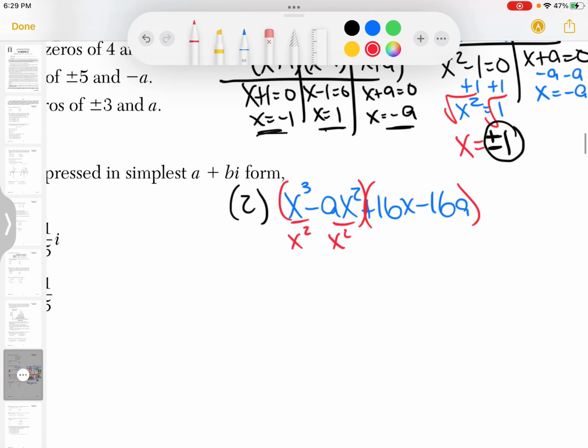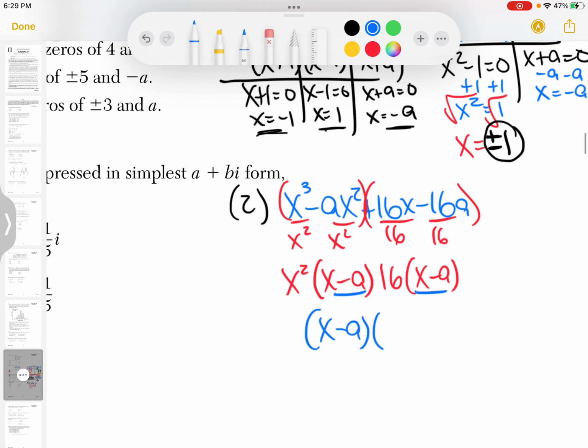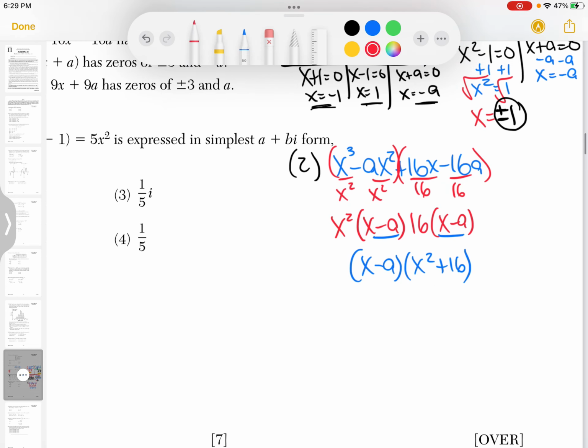This one has a GCF of x squared. This has a GCF of 16. So x squared will leave me with an x minus a. When I take out a 16, it'll also leave me with an x minus a. This is a good sign because they match, so I get x minus a and x squared plus 16. Now this is not dops because this is not subtraction, so I cannot factor that one again. I'm ready to tee it up.